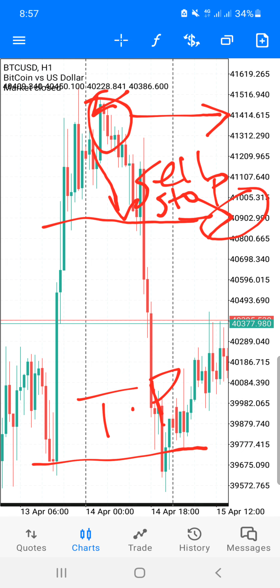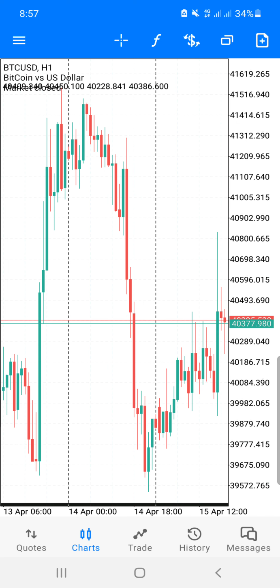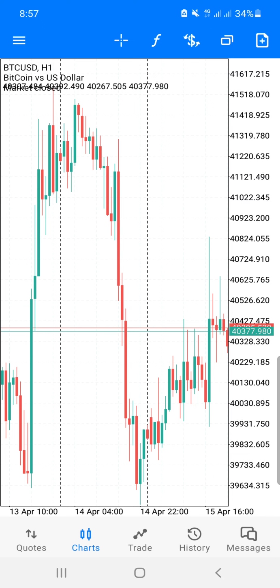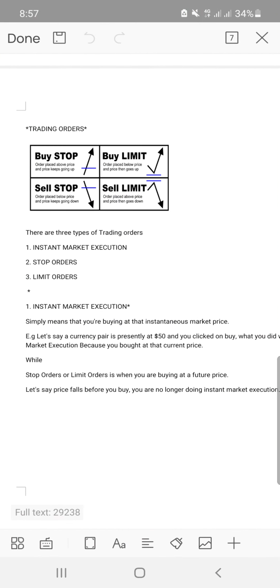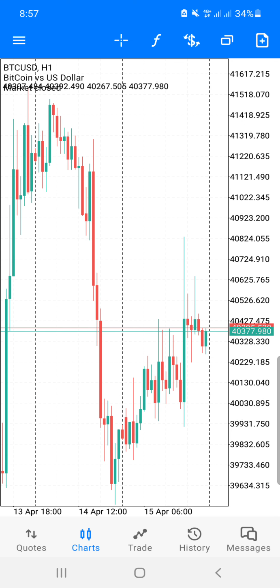Once it hits my pending order at this point, it will automatically put me inside the market until it reaches my take profit. So now I've explained buy stop and sell stop. Remember we have buy stop, sell stop, sell limit and buy limit. Let me explain buy limit now.